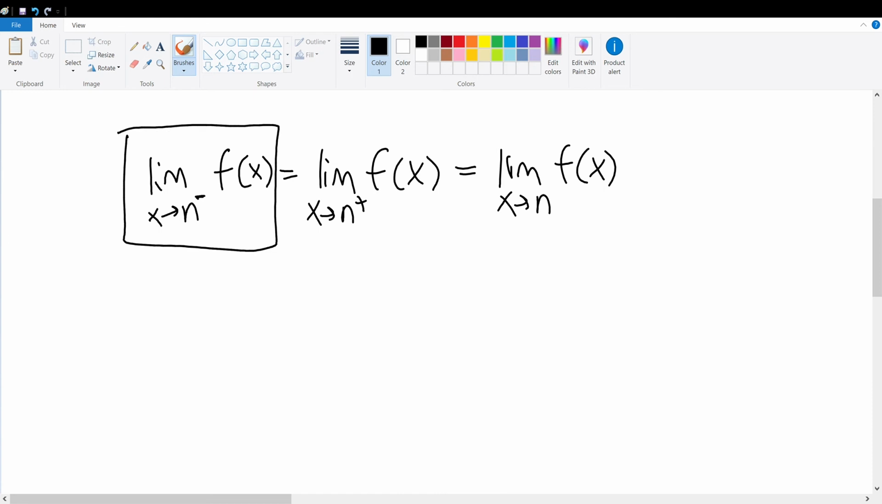So likewise, lim stands for limit. We want to find the limit of what? Of this function, f of x. But for what limit? When x approaches n from the left-hand side, represented by this negative symbol on top.